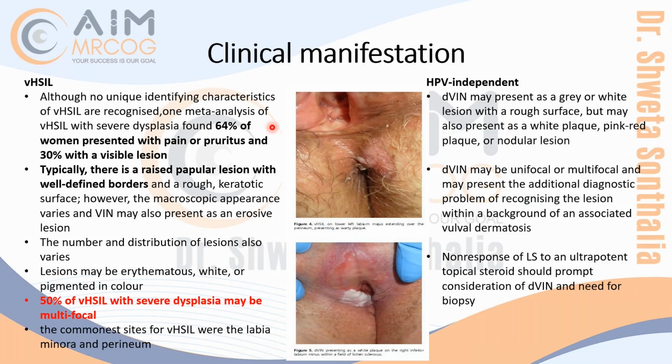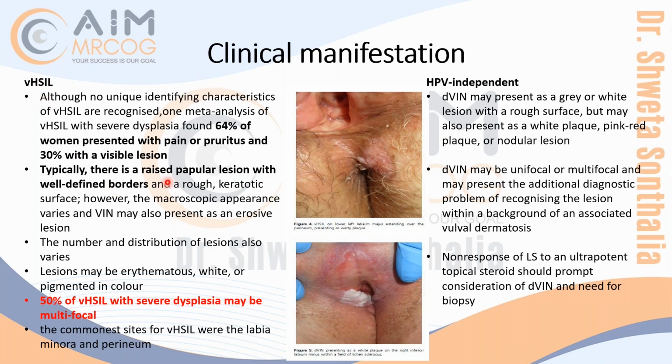Now, if we talk about clinical manifestation, as I told you, there is no clear-cut differentiation between both types, or between VIN and benign lesions, because the clinical features can overlap. So there are no unique identified characteristics, but most of the time it presents with pain and pruritus. Pruritus in the vulva should always be taken seriously, and you should evaluate it thoroughly. Pain and pruritus in 64%, and in 30% there will be a visible lesion.